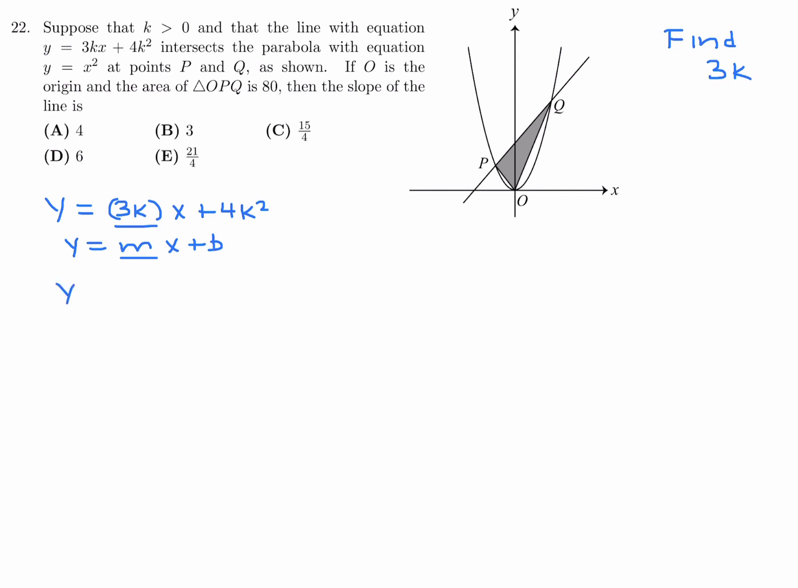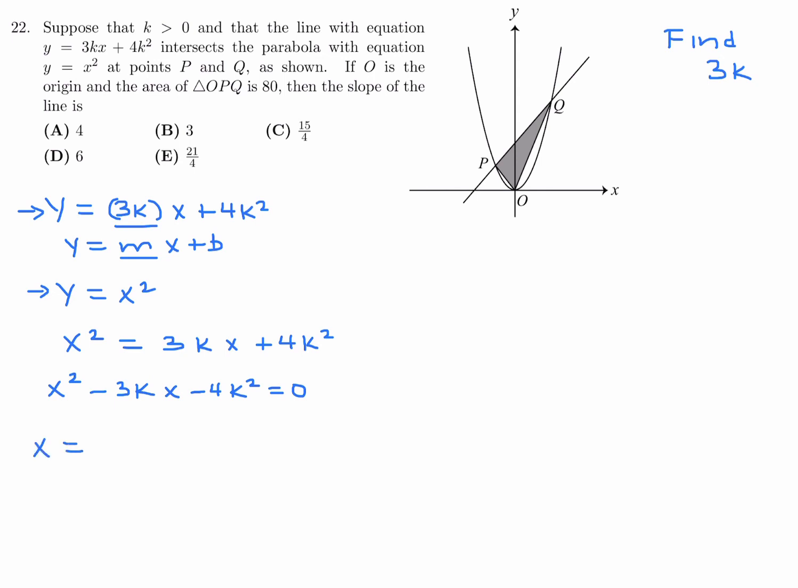So these two graphs, this one and y equals x squared, intersect at 2 points, and those 2 points are P and Q. So let's set them equal to each other. So we have x squared equals 3kx plus 4k squared. Let's put everything on one side and see what we get. We get a quadratic equation. So we can use the quadratic formula to see what kind of values we get for x.